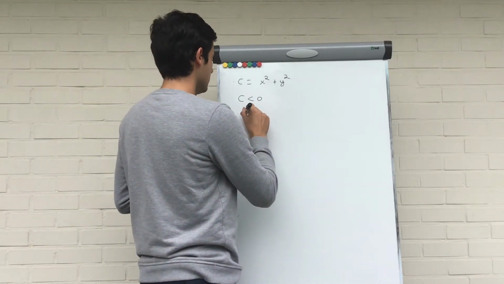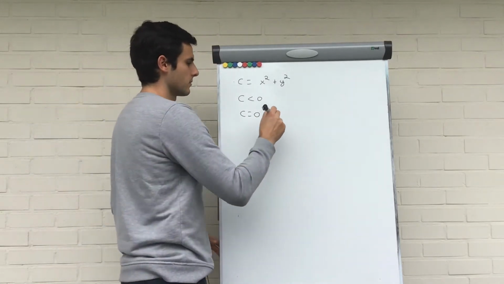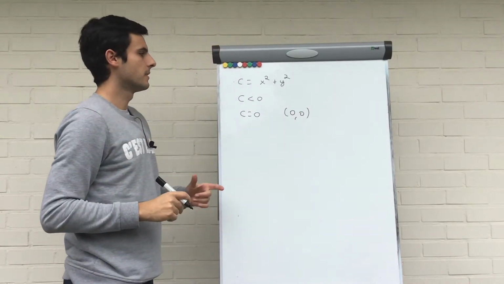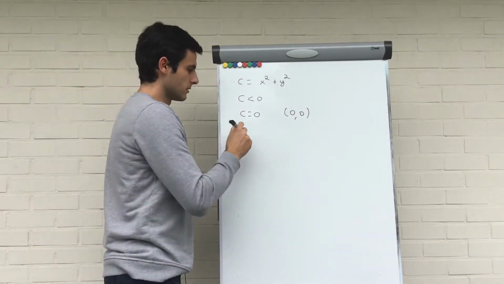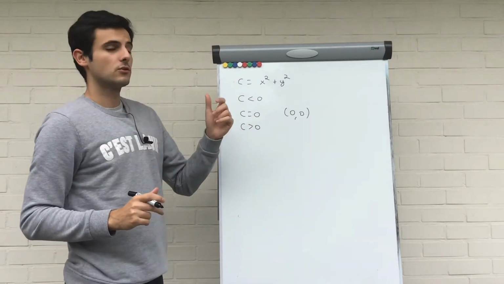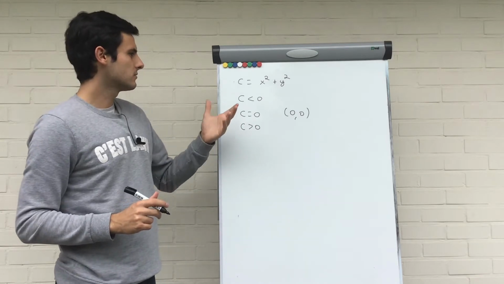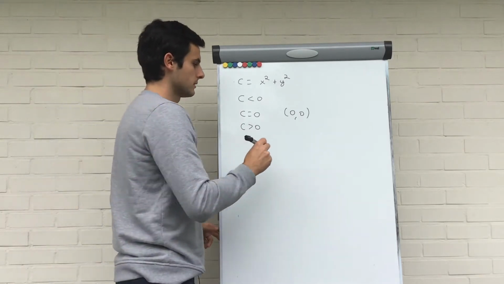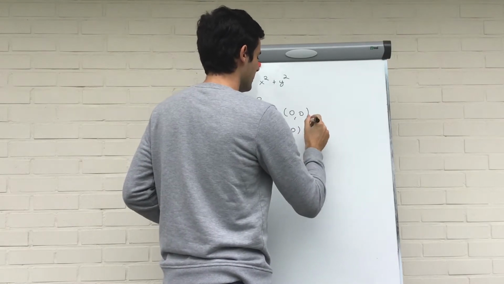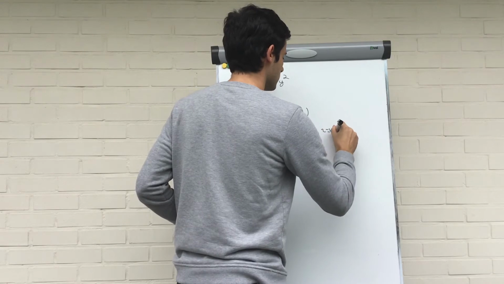When c is equal to 0, we have 1 point, x is 0 and y is 0. And when c is larger than 0, then we have the equation of a circle with center (0, 0) and with radius the square root of c.